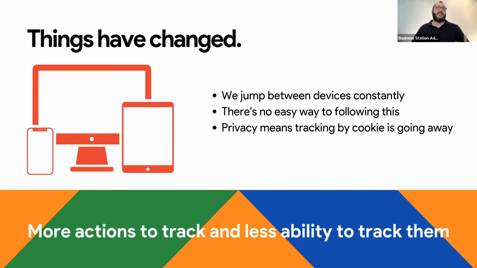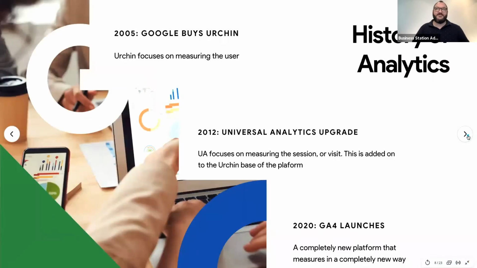So Google Analytics 4 is a way around this, because we're going to a world with more actions to track, but less ability to track each of those actions on our websites and apps. So a bit of a history of how analytics works.